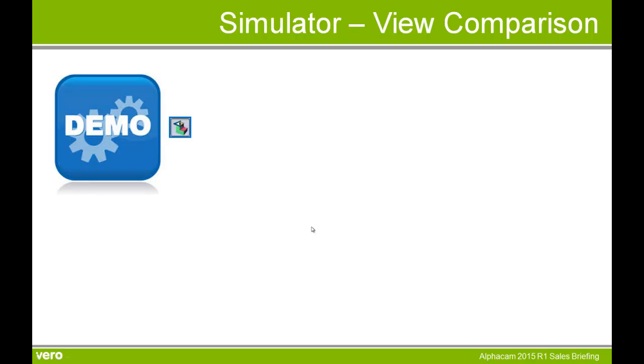View comparison within Alphacam 2015 R1 allows me to compare the part with the resultant machining operations, which will allow me to see if I've got any stock left and allow me to select maybe an alternative or an extra machining operation. Let's have a demonstration.